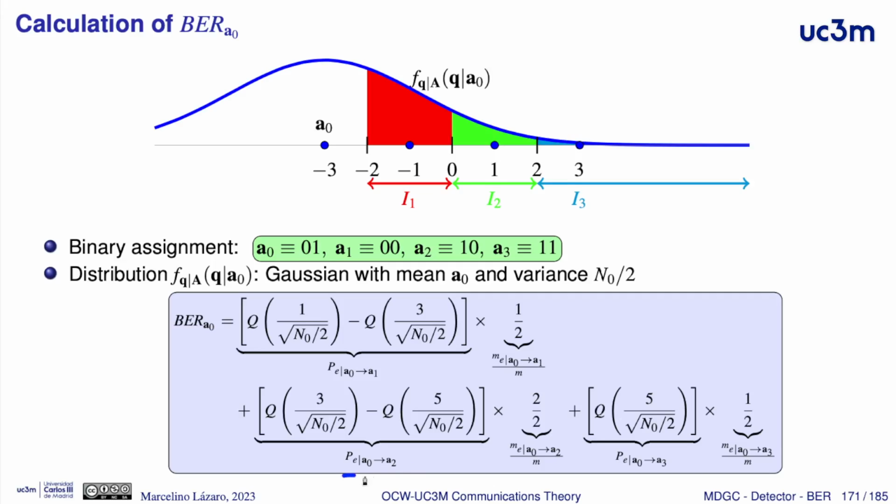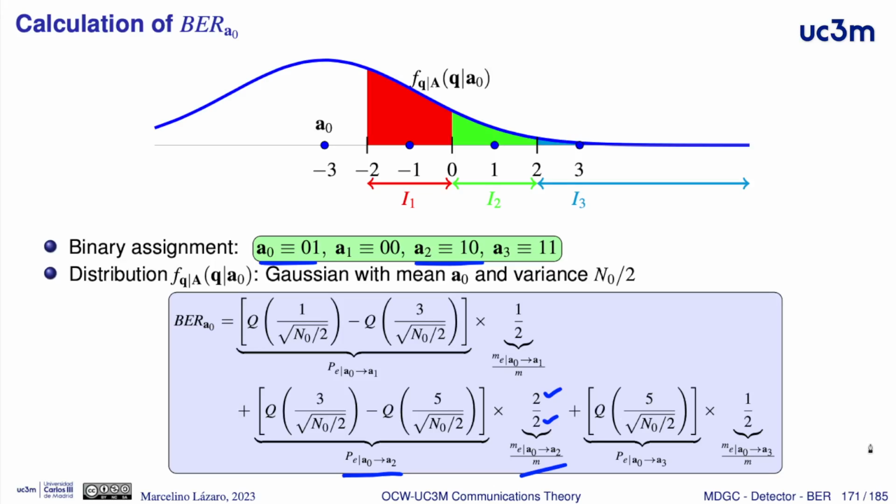Then we have the probability of transmitting A0 and deciding A2. If we transmit A0 we have 0, 1. If we decide A2 we decide 1, 0, times the number of erroneous bits, 2 in this case, divided by the assigned bits for a symbol, 2.